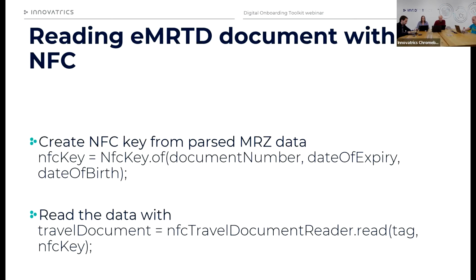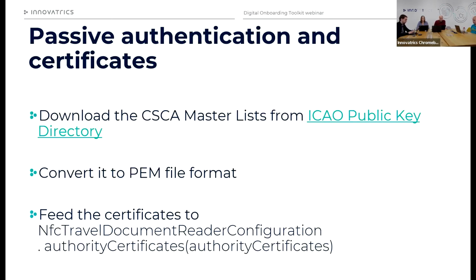And this data from the MRZ zone you can use to create the NFC key, because otherwise you're not able to read any data from the passport. So you use the parsed data, and then you can use our document reader component to read all the data from there. As we also demonstrated the passive authentication, this is what you can also achieve with our component.